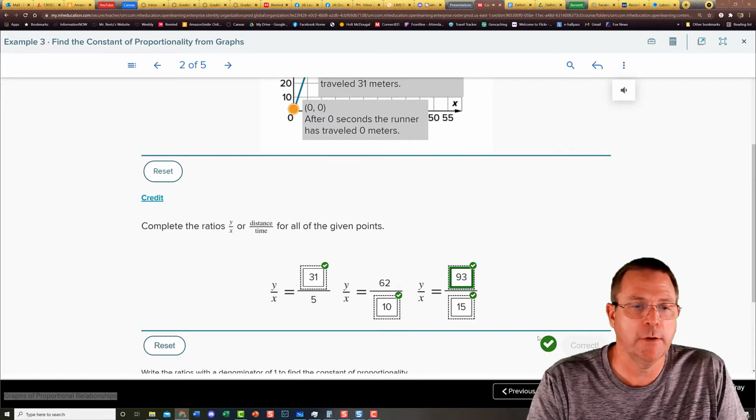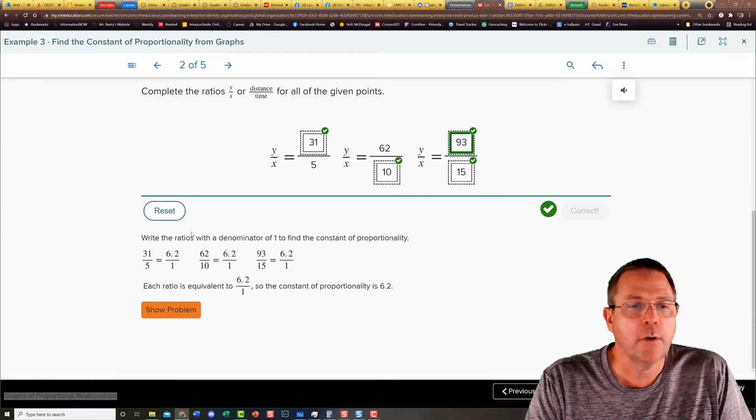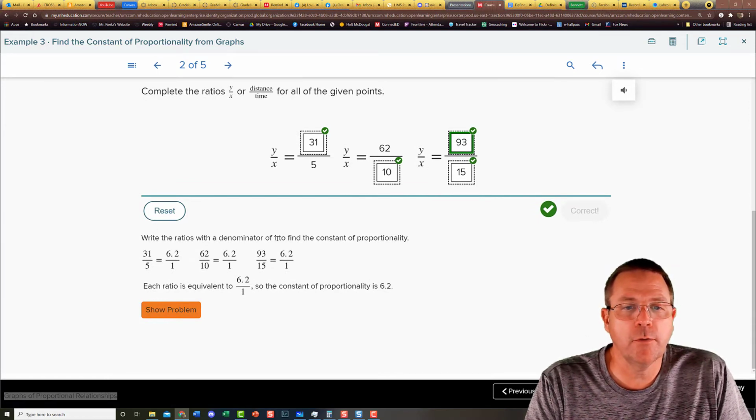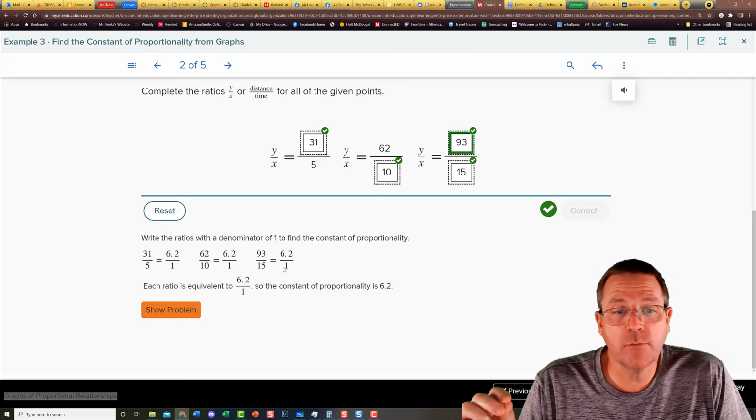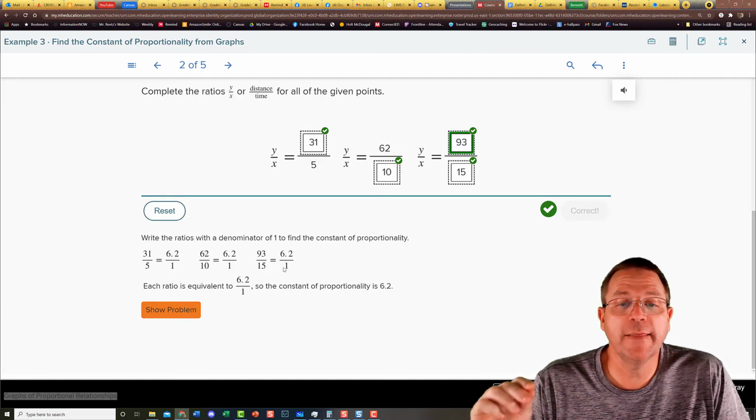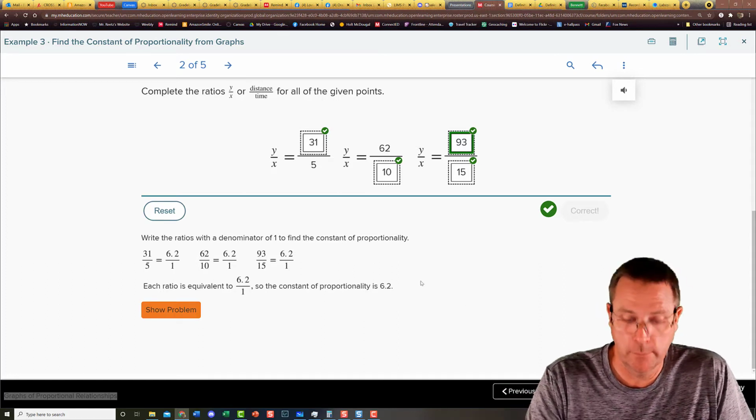Excellent, everything is good. Scrolling down, write the ratios with a denominator of 1 to find the constant of proportionality. Here they took and divided each one by the denominator. To do that, they divided by 5, got 6.2 over 1. They divided by 10, got 6.2 over 1. And they divided by 15, got 6.2 over 1. The same exact ratio. So you have that constant ratio 6.2 over 1, and the constant of proportionality is that 6.2.